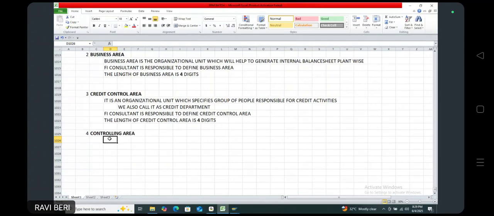So if you don't have a controlling department, there is no control on cost. Cost will increase. If cost increases, the selling price will increase. If your product price is more than competitors, then we lose the market. So every company will have this controlling department. So that is nothing but controlling area. Okay. Take this.